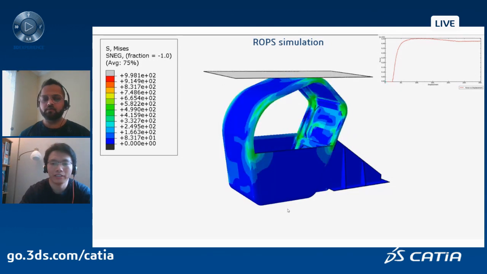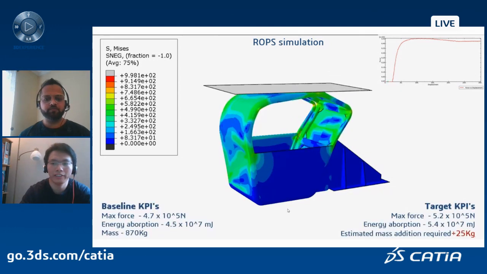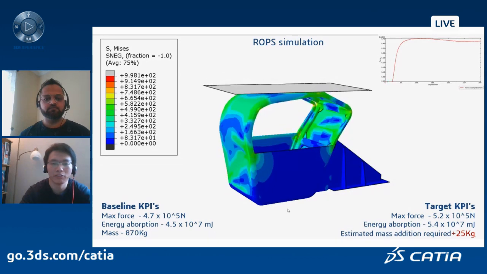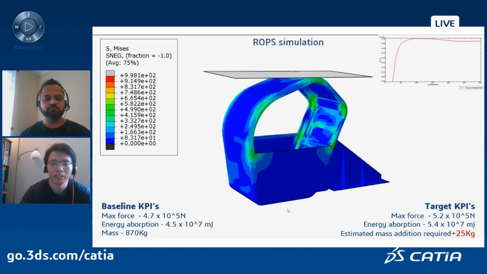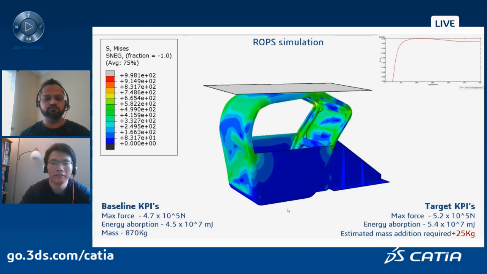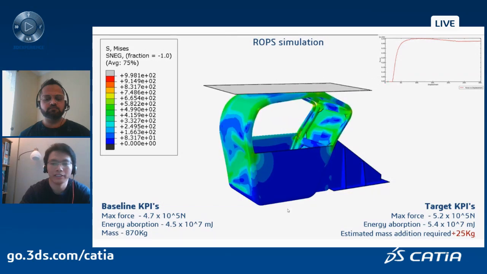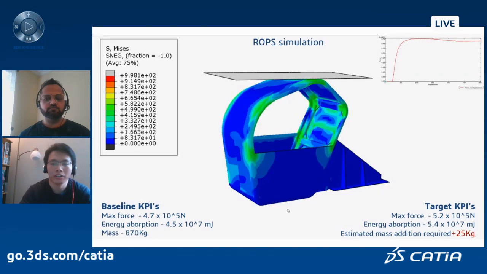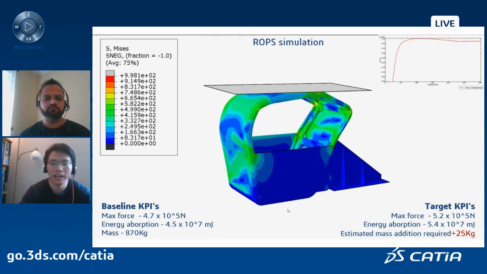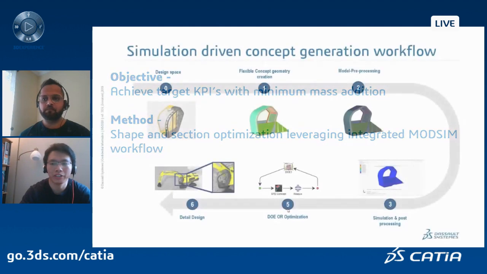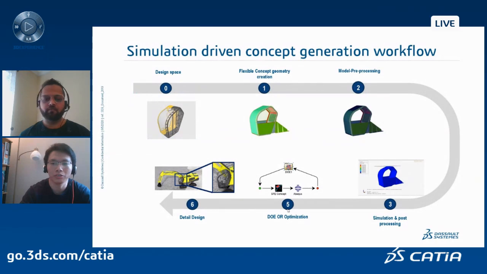After we validate the single analysis works fine, we can get our baseline design KPIs with a maximum force, absorbed energy, and corresponding mass. However, usually the baseline design is far away from our target KPIs. So in order to achieve our target KPIs with minimum mass addition, we initiated a methodology to do shape and section optimization leveraging an integrated MODSIM workflow through iSight.